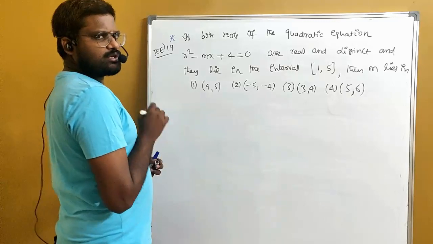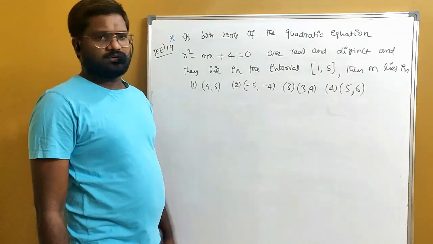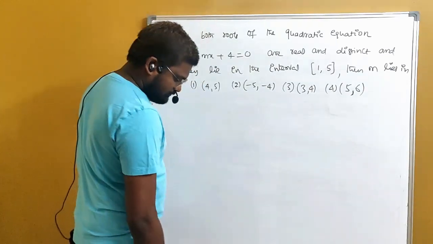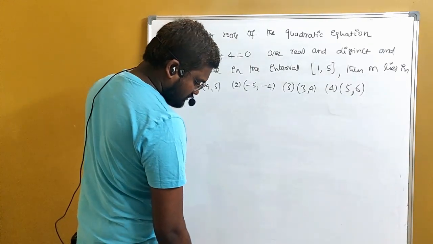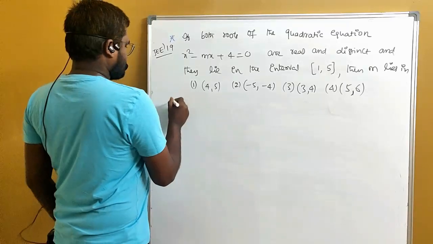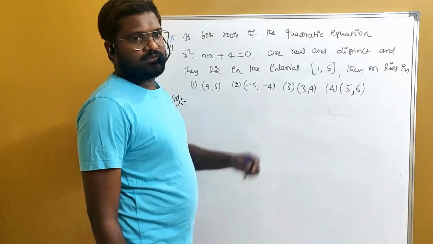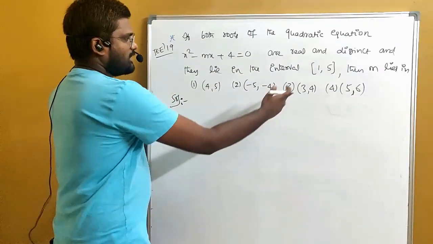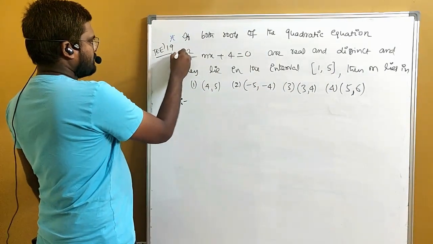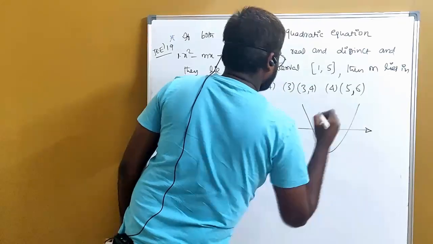So this is a simple question based on location of roots. He said if both roots of the quadratic equation x square minus mx plus 4 equals to 0 are real and distinct and they lie in the interval 1 comma 5, then m lies in the interval. Now I think we have already discussed this particular case. Both roots belong to this interval 1 comma 5, isn't it? So it is like k1, k2. Now if you draw the diagram, here the x square coefficient is 1, positive, so it will be an upward parabola. Now let me draw the simple diagram to understand it clearly.